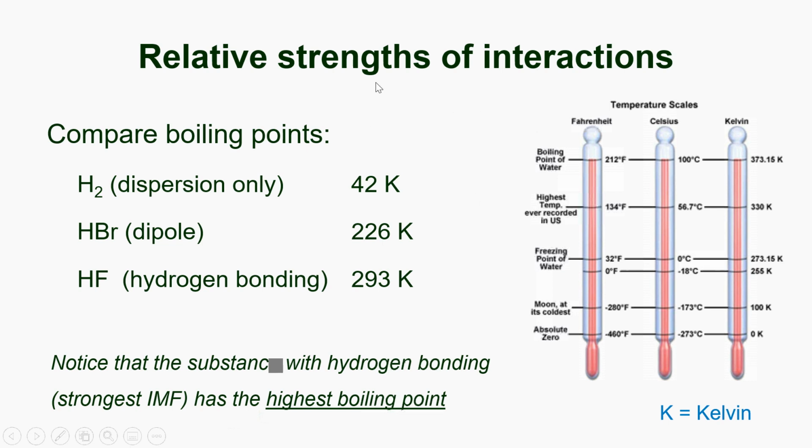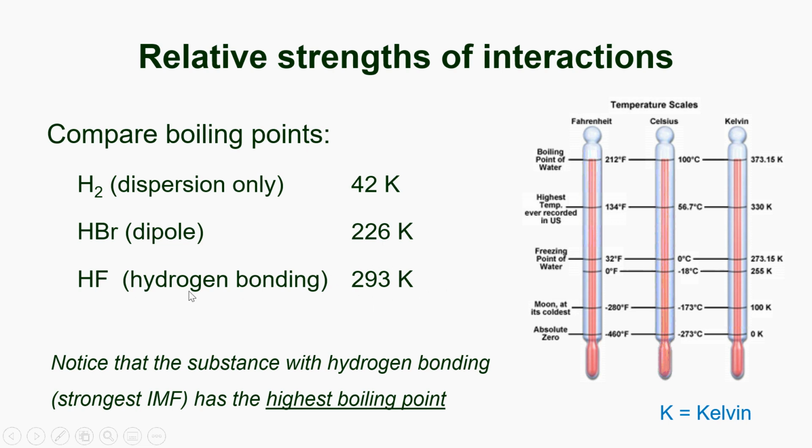If you think about the impacts of these various intermolecular forces, let's compare boiling points. We look at hydrogen gas, hydrogen bromide, and hydrogen fluoride. Hydrogen, H2, is nonpolar, so it only experiences dispersion forces. HBr is polar, so it has dipole-dipole forces. HF molecules can hydrogen bond. If you look at their boiling points, notice that HF has the highest boiling point. That's because hydrogen bonding is the strongest attraction. When you have a stronger attraction between molecules, you'll see a higher boiling point. You also will see a slower evaporation rate.